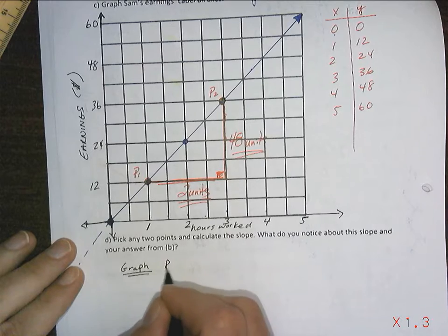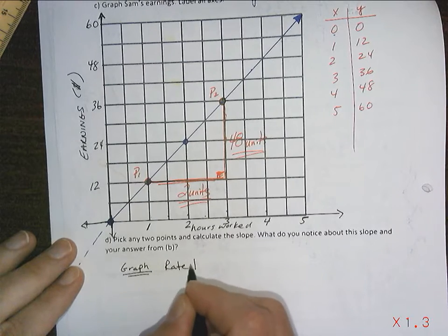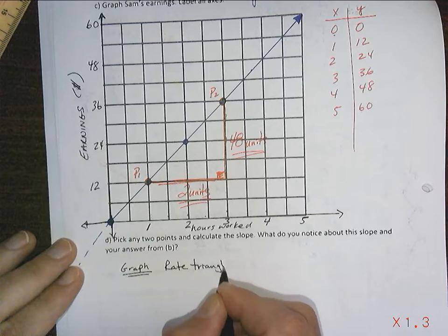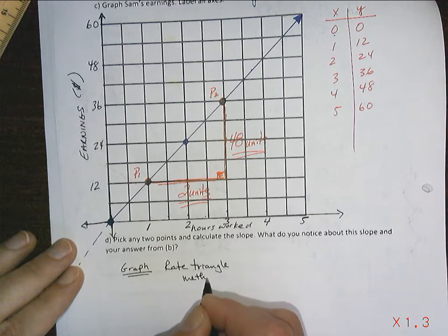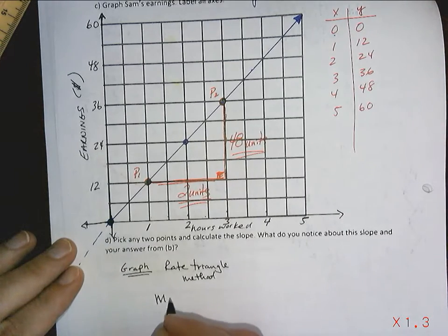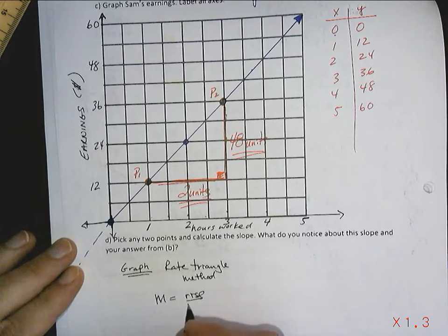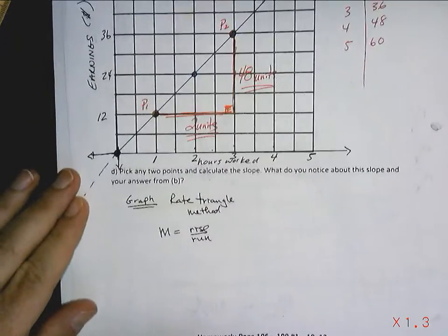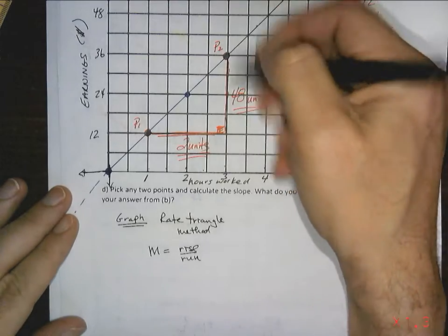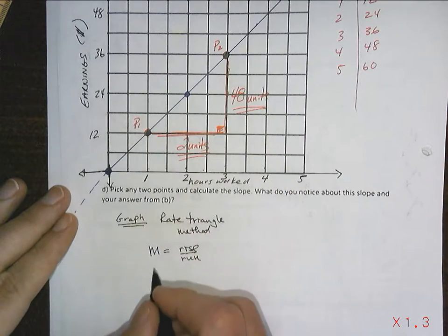So using the graph, it's called the rate triangle method. You're going to say m equals rise over run. So the rise here is 28, and the run here is 12.